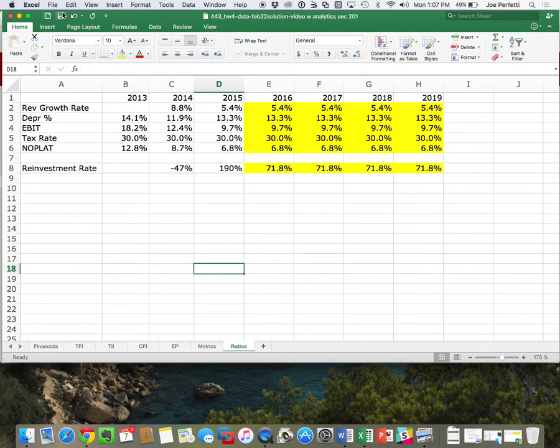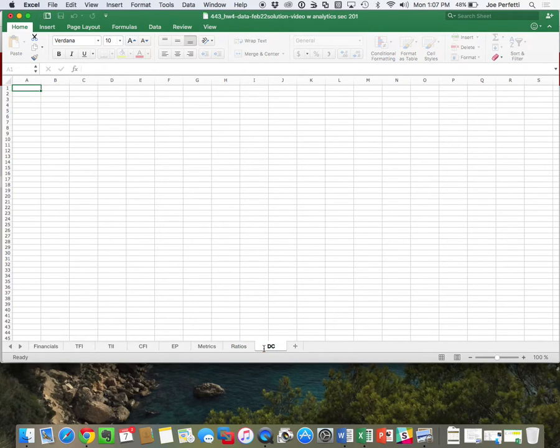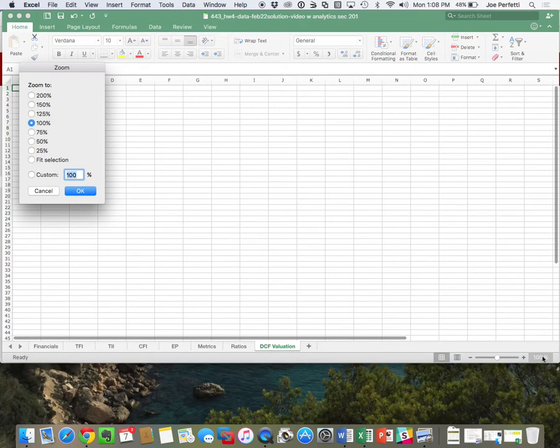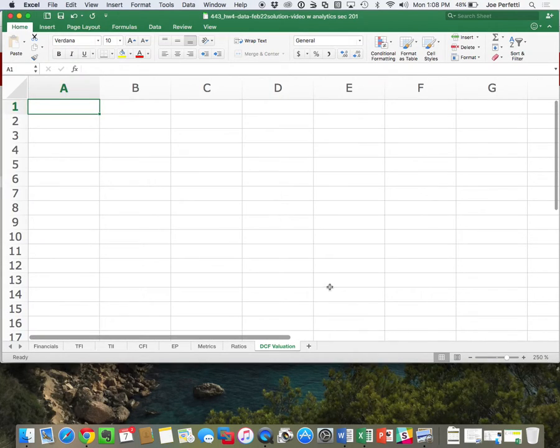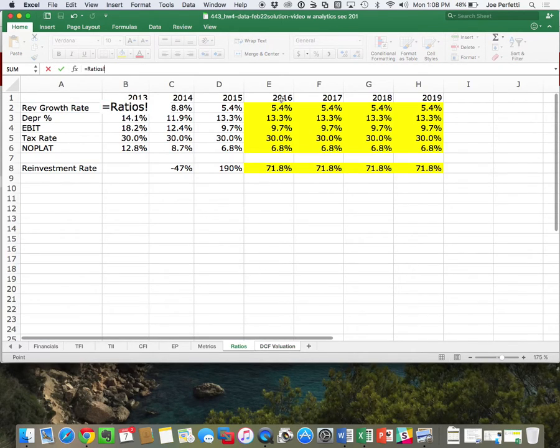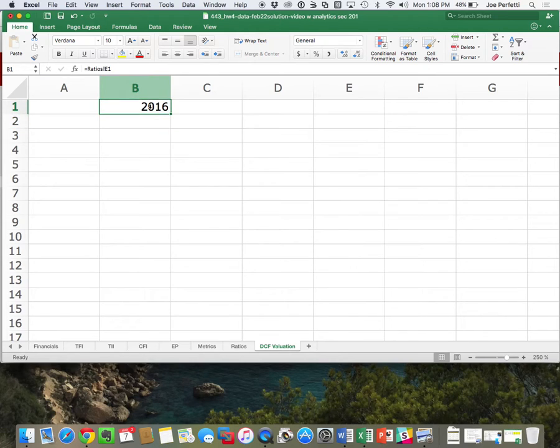All right, so let's put that together. I'm going to create another tab and call it my DCF valuation. Okay, and again, save as I go along. And I'll make it bigger so you can see it. All right, so I'm not going to worry about the historical data in this tab. I'm only going to worry about the forecasted data because when we do valuations, we don't care about the past. It's only the incremental cash flows of the future that are going to be part of our valuation.